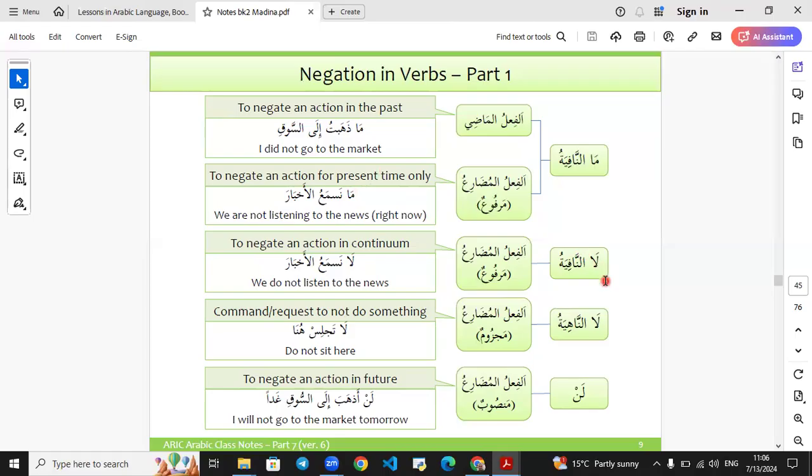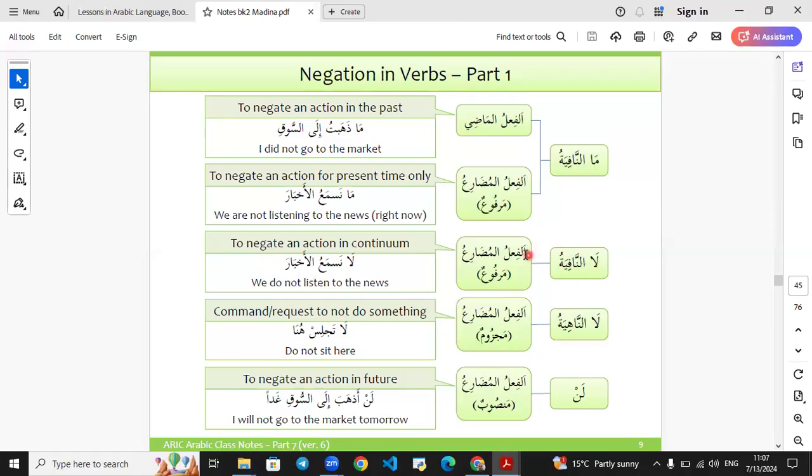Let's look at la. And here, let me just highlight something. You can see ma is not affecting anything. It's not affecting the verb here. Ma dhahabtu still remains intact as it is. No changes. Ma nasma'u, no changes. Just negating, nafi. It doesn't change any ending of the verb.